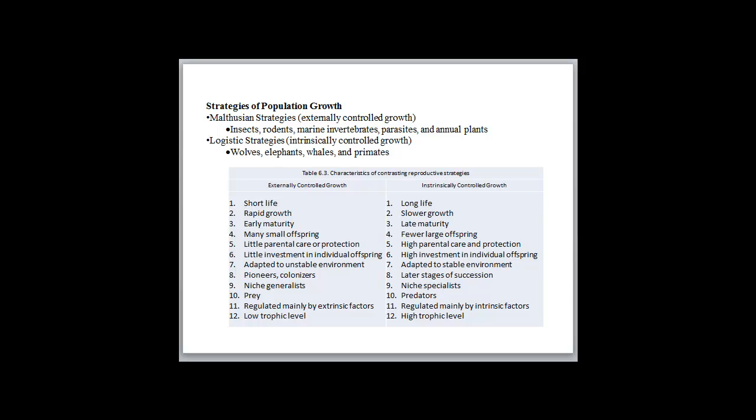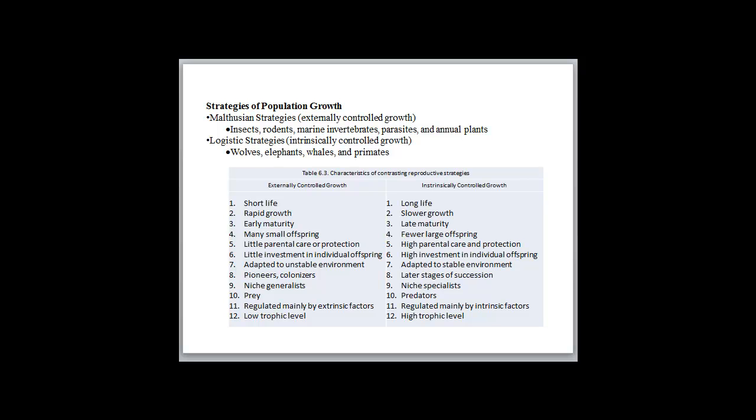You also have logistic strategies, intrinsically controlled factors. All right, and those are wolves, elephants, whales, primates. Their population is usually not controlled by external forces, but by internal. Okay, they're not prey so much. There are things that happen within the species that control its population.